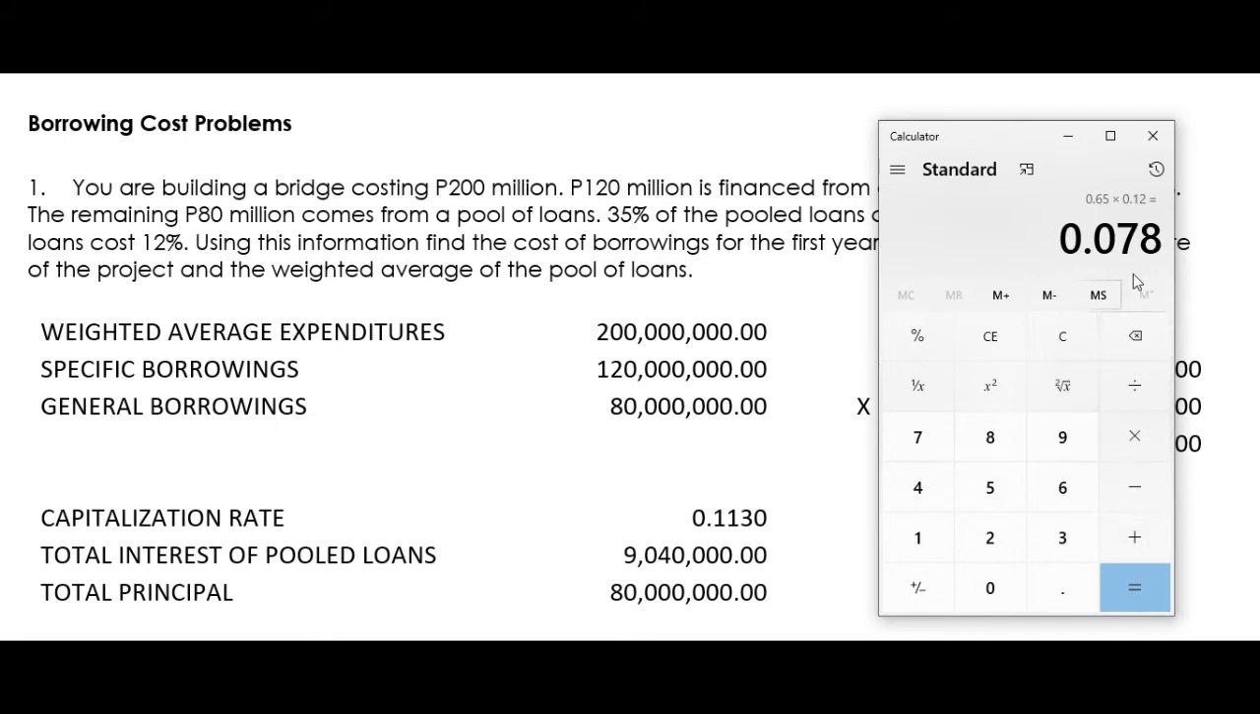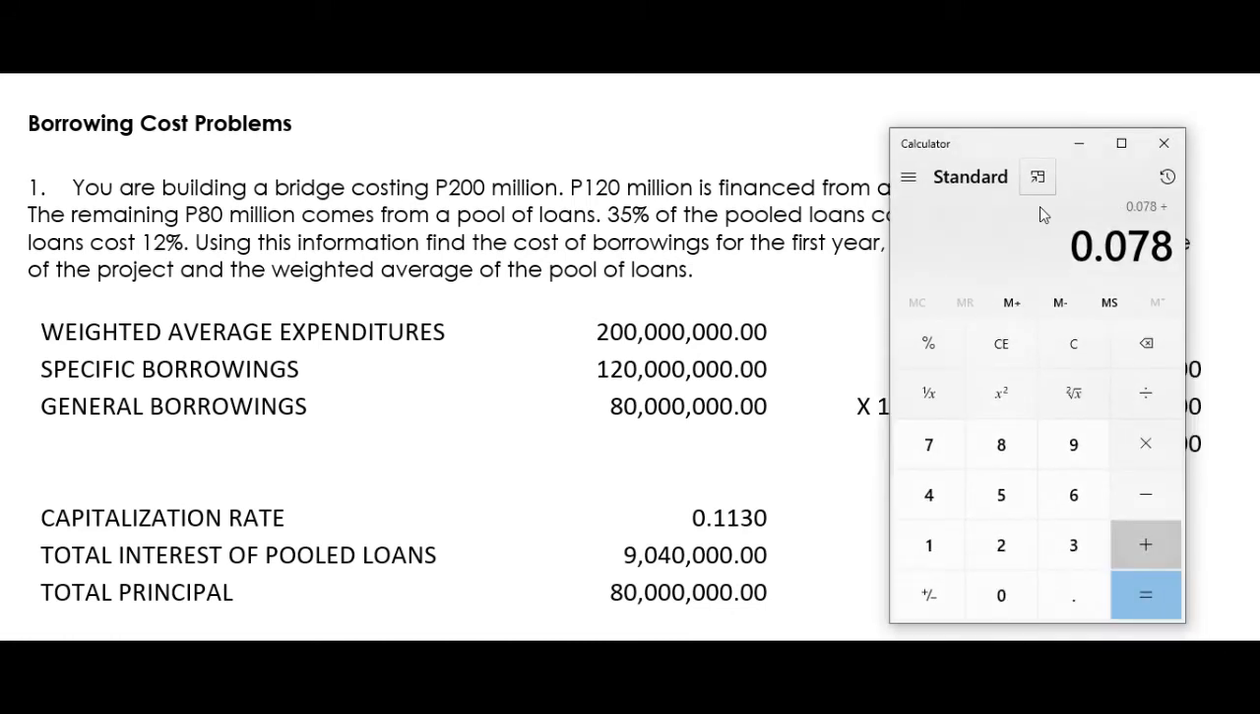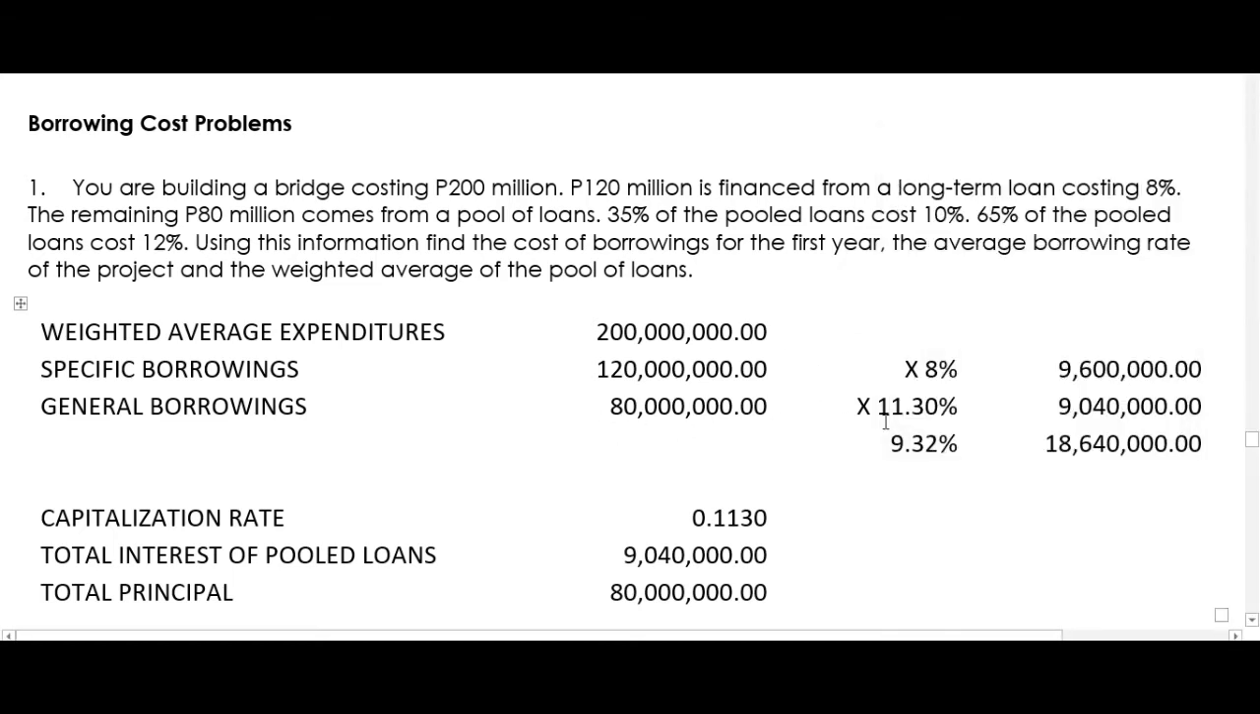So, pag inadd mo yung 0.78 na to, at saka yung kanina na 0.035, so plus 0.035, so that's 11.3%. Kaya yun yung ating capitalization rate. Yun yung gagamitin nating pang-multiply doon sa general borrowing. Okay? So, yun siya. So, from there, paano mo naman makukuha yung 9.32% na average of the pool of loans?